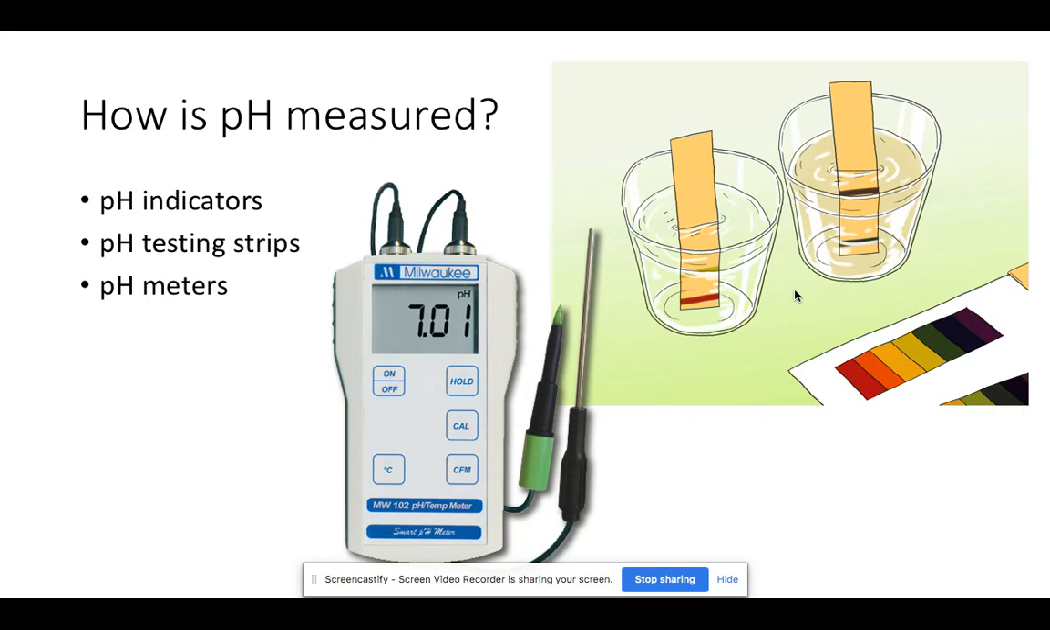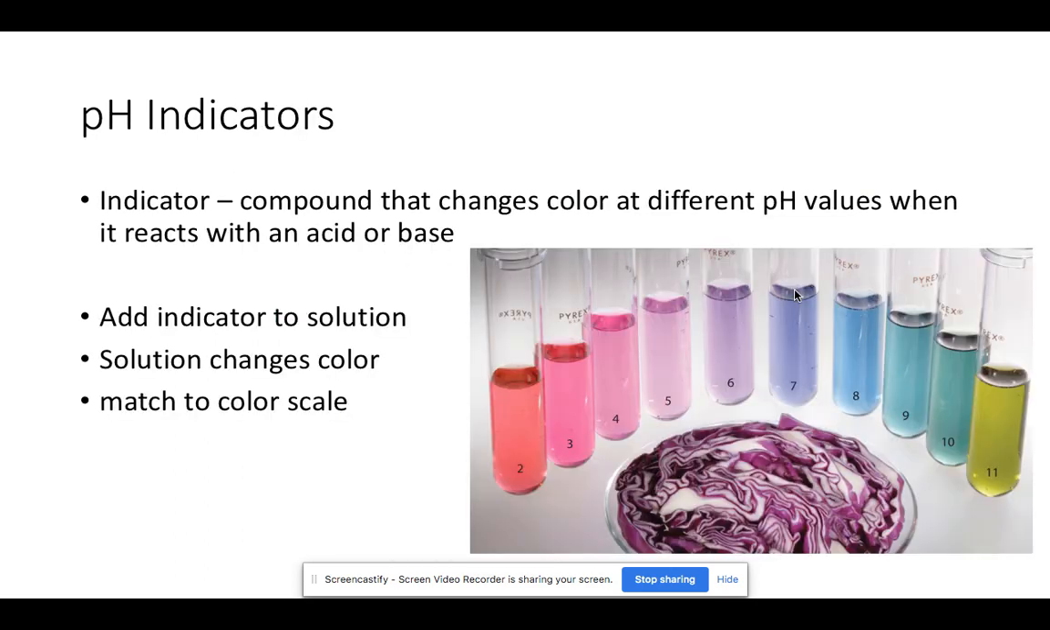We measure pH with 3 different things: pH indicators, pH test strips, and pH meters. pH indicators are compounds that change color at different pH values when they react with an acid or a base. We can add an indicator to a solution, and that solution changes colors as shown. Okay, and we match to our color scale. We use this all the time. I test the pH almost every other day in our system.